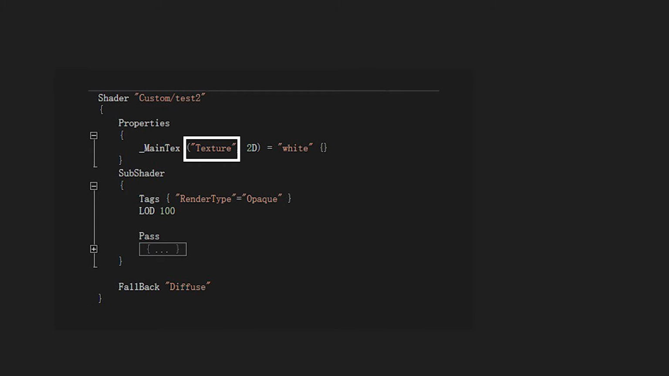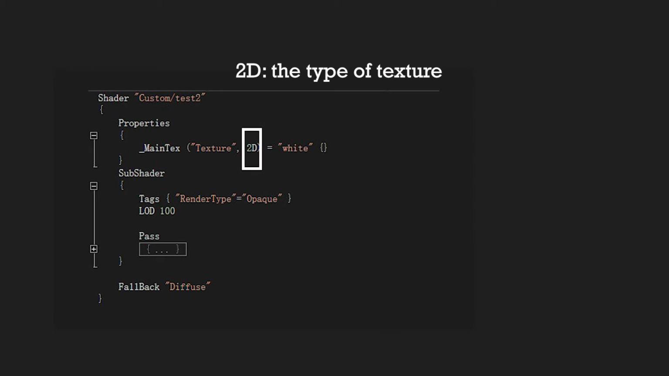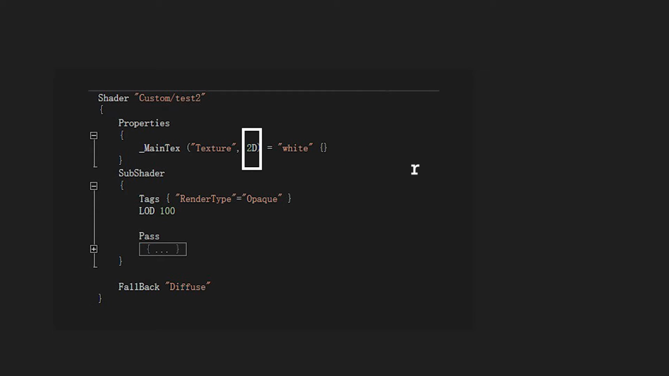There is a pair of brackets after the property name, and there are two pieces of data in this pair of brackets. The former is a string, and the latter is a variable type. The string here is the name displayed in the Inspector window, just like this picture shows. The latter, 2D, represents the type of variable, which means a texture map. It corresponds to sampler2D in the SubShader. So what are the common types of keywords like 2D?